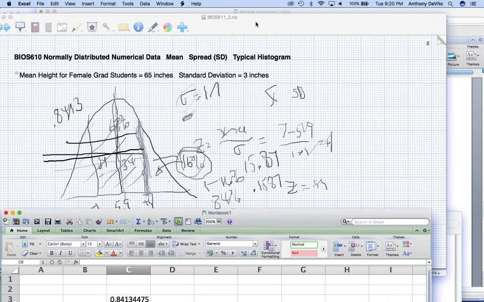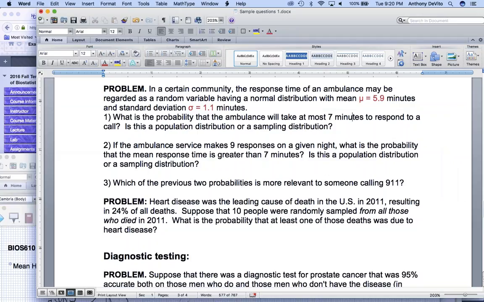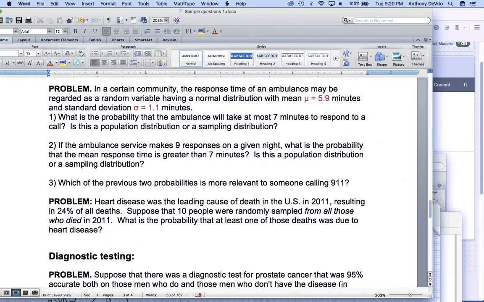So now let's take a look at what this second part of this problem asks. Now we were dealing with a population there because we were told that this is the average for every response for the whole year. So it's the population of responses. If the ambulance makes 9, so let's say we don't have that information and we want to base it on a sample that we're going to take of a particular night during the year when we're able to survey this ambulance service. If the ambulance service makes 9 responses on a given night, what's the probability that the mean response is greater than 7 minutes?